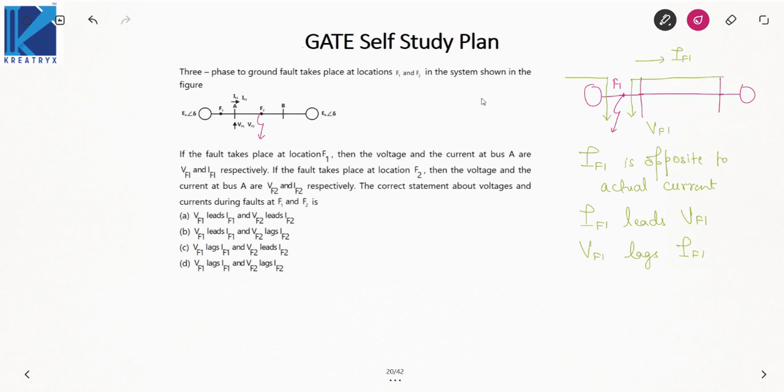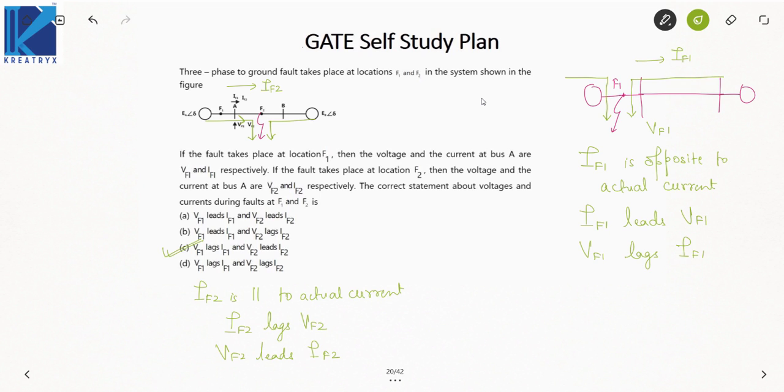Now what will happen when fault occurs at F2? Suppose fault occurs here. Again all the currents will go into the fault. So both the sources will supply current to the fault. See here, current is going to the right. IF2 is also shown to the right. That is, it is parallel to actual current. And I told you fault current is always lagging. So IF2 lags VF2, or we can say VF2 leads IF2, which means option C would be correct.